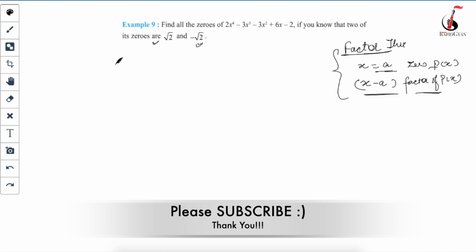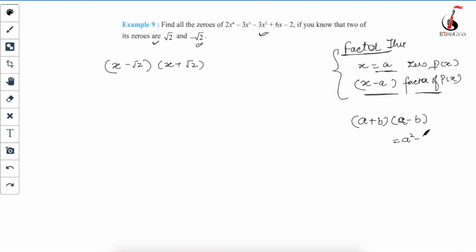So in this case we can say that this is x minus root 2, and for minus root 2, this will become plus, so x plus root 2 is a factor of this polynomial, correct. If I multiply these, I remember one more formula I have told you: a plus b multiplied by a minus b will give me a square minus b square, correct. So this I can write as x square minus root 2 whole square, which will give me minus 2.